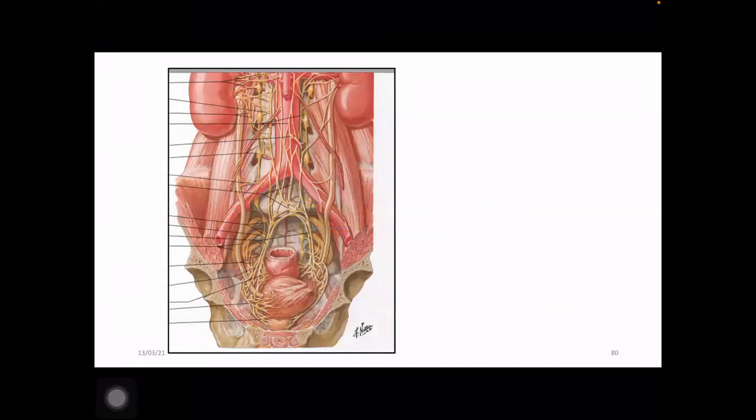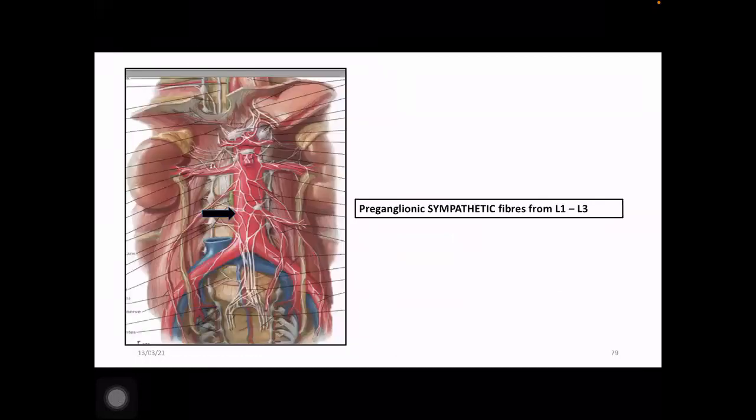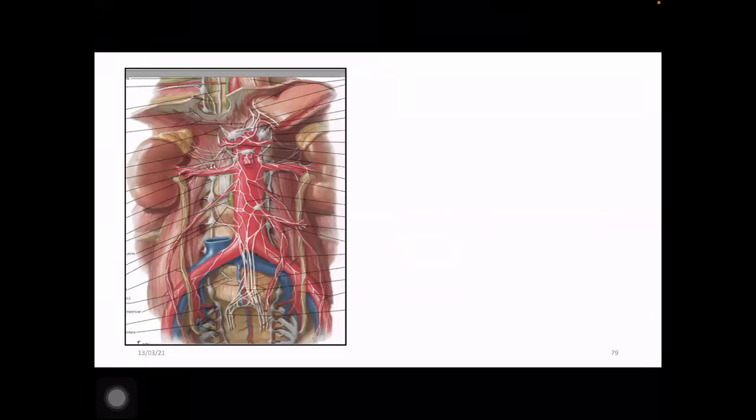I'll repeat fast. So basically, what you have to remember is where the sympathetic fibers come from and where the parasympathetic fibers come from. First, the nerve supply of the rectum. You all know that sympathetic is a thoracolumbar outflow, and parasympathetic is a sacral, craniosacral outflow. So sympathetic fibers come from L1, L2, L3.